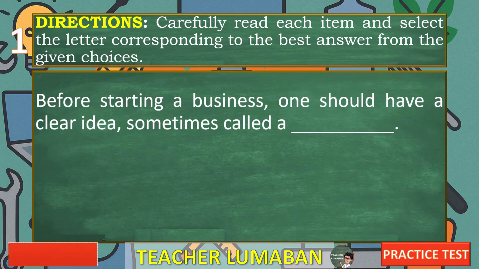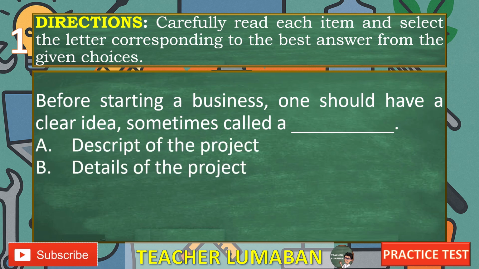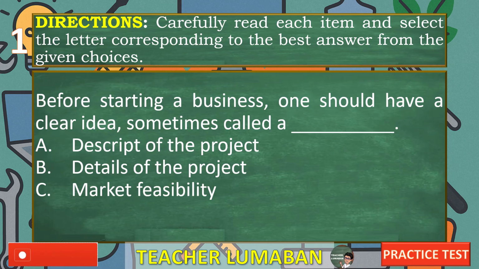Before starting a business, one should have a clear idea, sometimes called A. Script of the project. B. Details of the project. C. Market feasibility. D. Rationale.